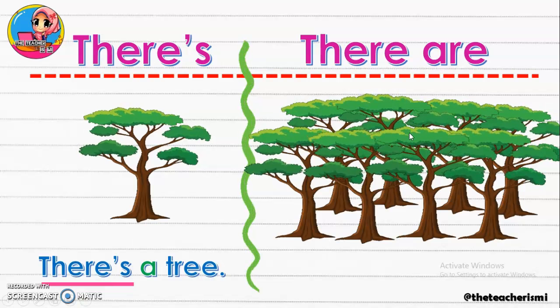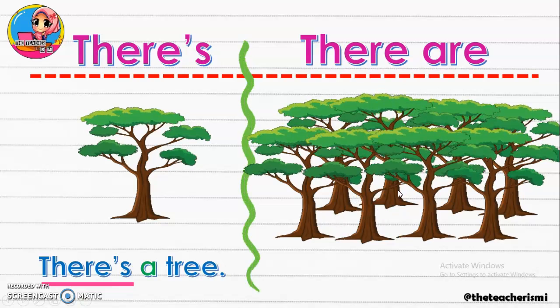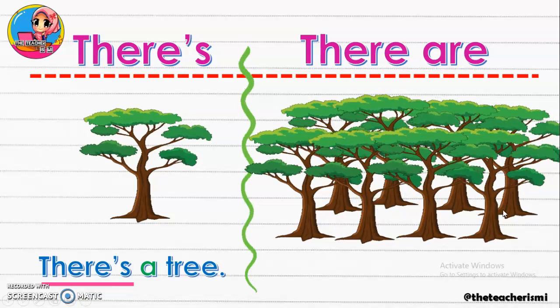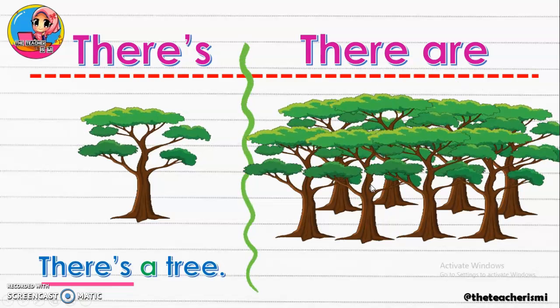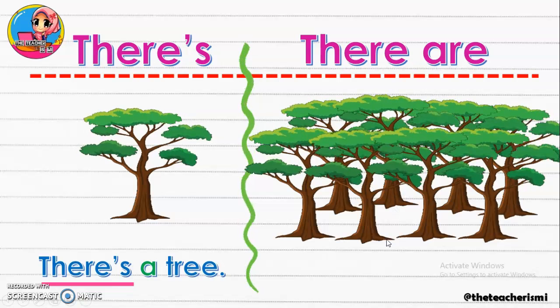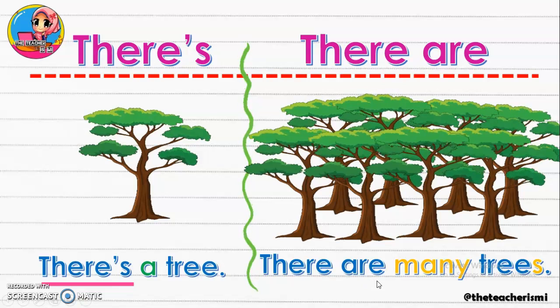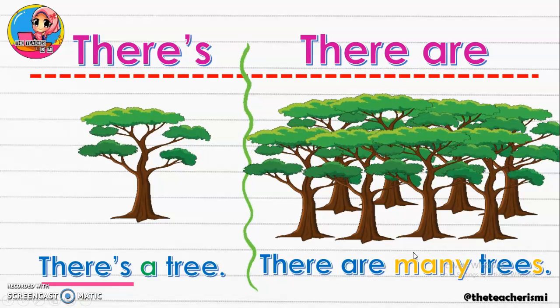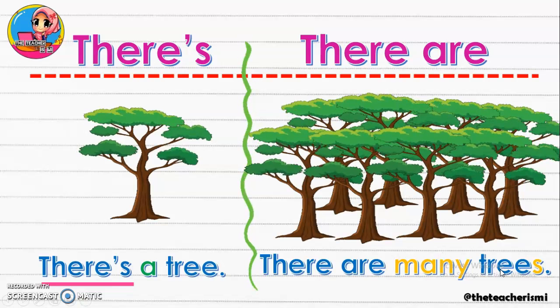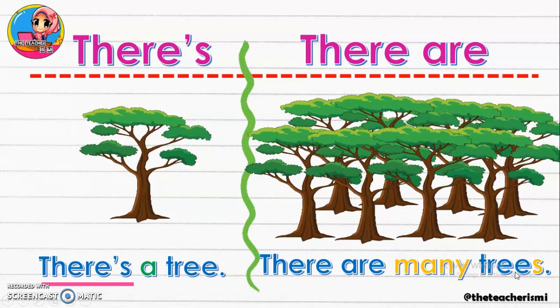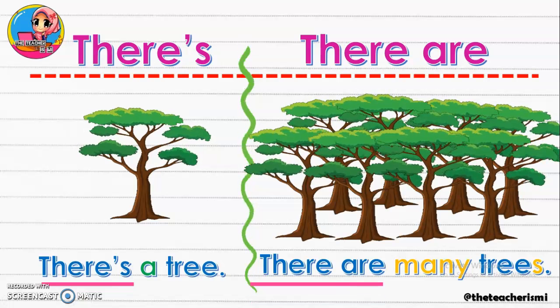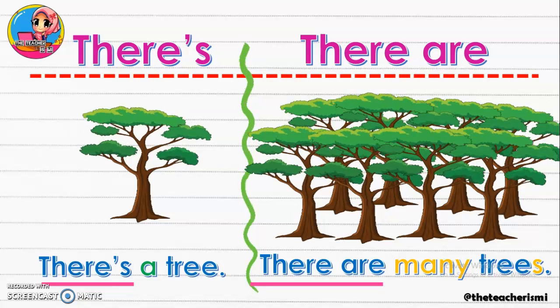How about this one? Wow, so many trees. 1, 2, 3, 4, 5, 6, 7, 8 trees. So if more than one, lebih dari satu, we need to use there are. Bila ada banyak macam ni, kena guna there are. We can write like this. There are many trees. Many ni maksudnya banyak. Trees. Bila dah banyak, perlu letak S. Jadi, bila banyak, many trees, kita kena guna there are. So, it should be there are many trees.